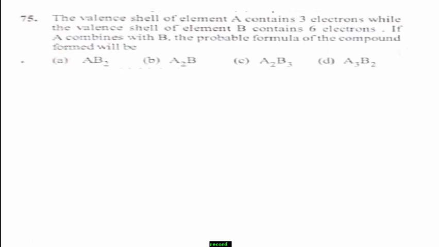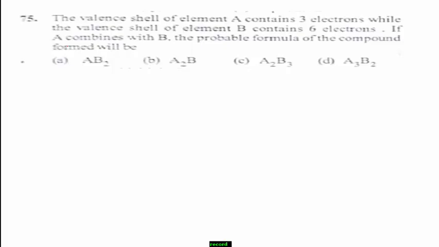Next, question number 75. The valence shell of element A contains 3 electrons, while the valence shell of element B contains 6 electrons. If A combines with B, the probable formula of the compound formed will be. Option A, AB2 type, option B, A2B type, option C, A2B3 type, option D, A3B2 type. Which one is the right answer?